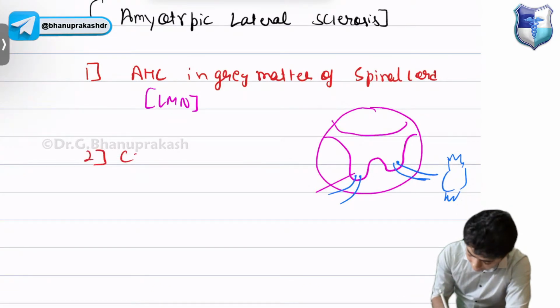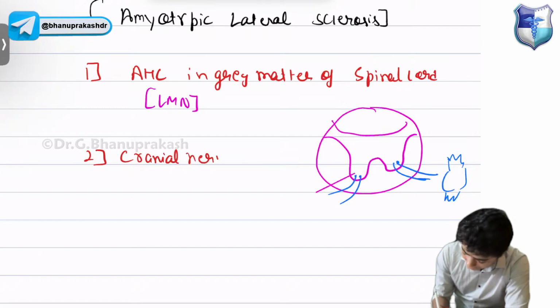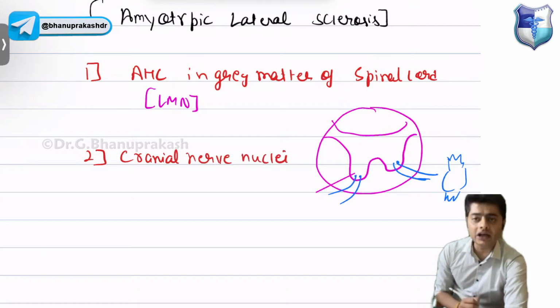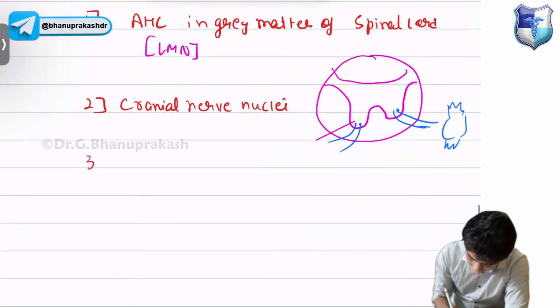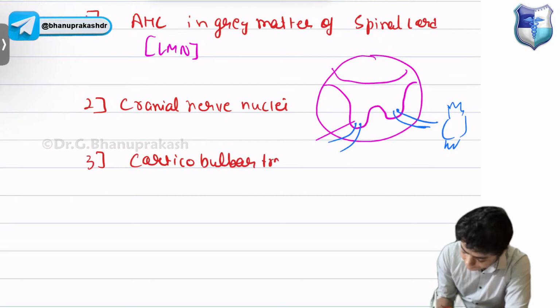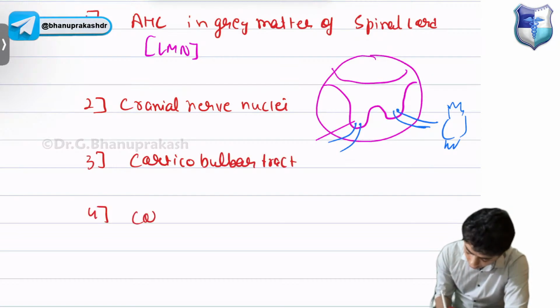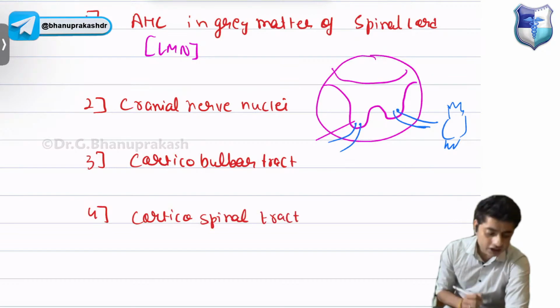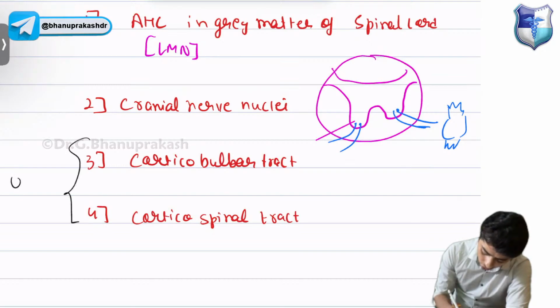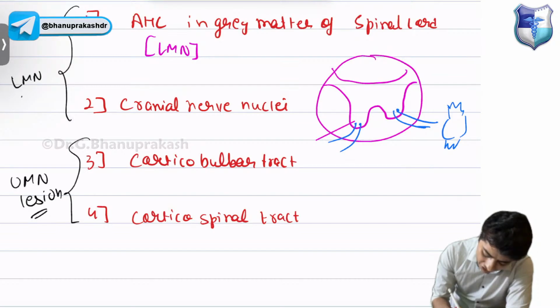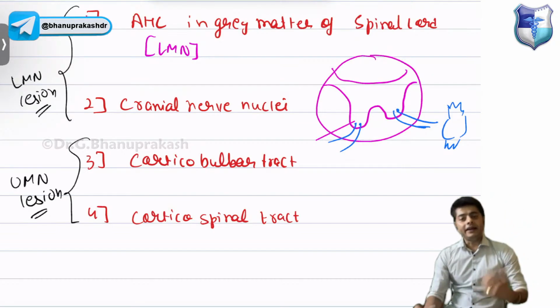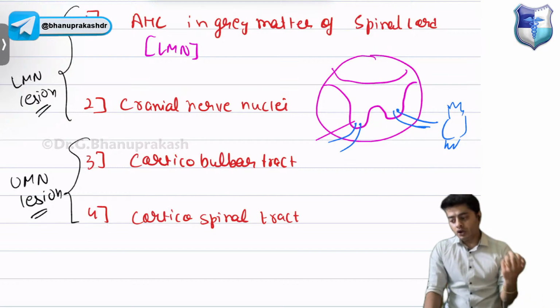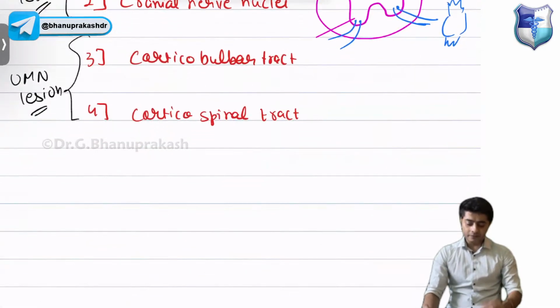Other is your cranial nerve nuclei. Third is your corticobulbar tract, and fourth is your corticospinal tract. They are like your UMN lesion, and the others are like your LMN lesion. So in this condition, it can be LMN as well as UMN.